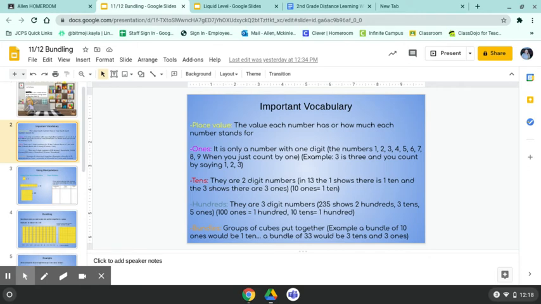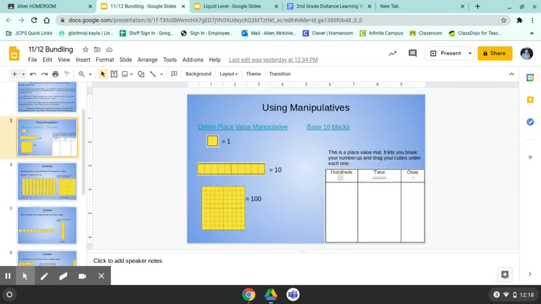A bundle is basically just a group of cubes put together. So a bundle of 10 ones would just be 1 ten. So we're going to work on bundling today.